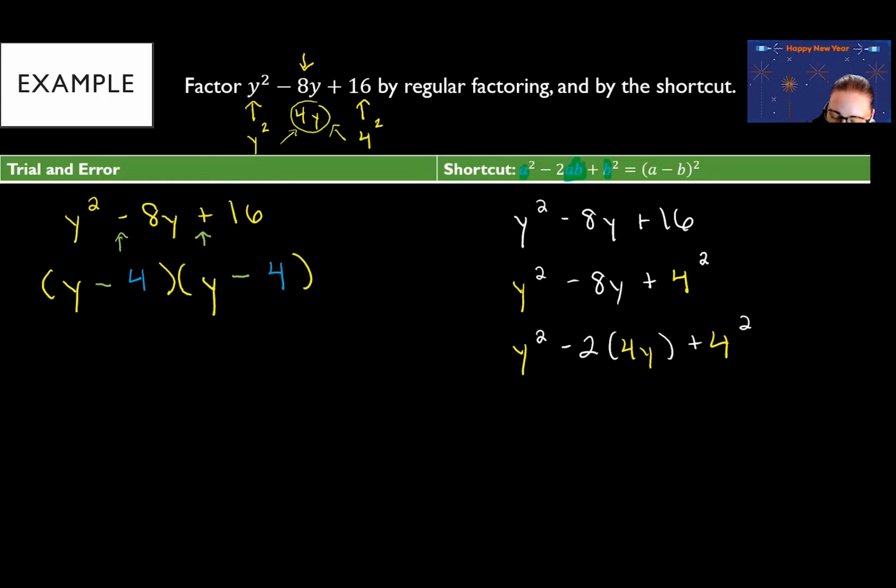So our shortcut, as we look on the right, is going to look like a minus b, squared. So you just go to your answer. Okay, a is y, b is 4. I have my minus, and I make it squared, and that's your answer: y minus 4, squared. Yes, the square's on the outside, because you're squaring both of them, so y needs to be squared and the 4 needs to be squared.